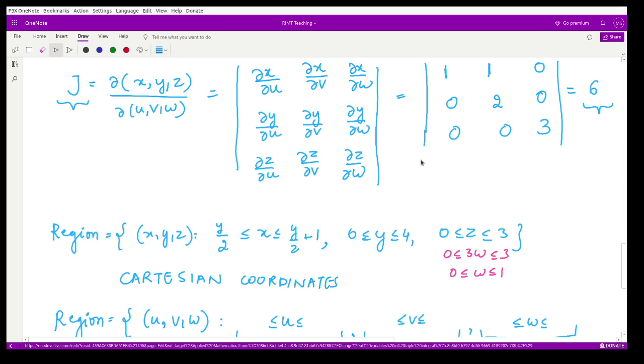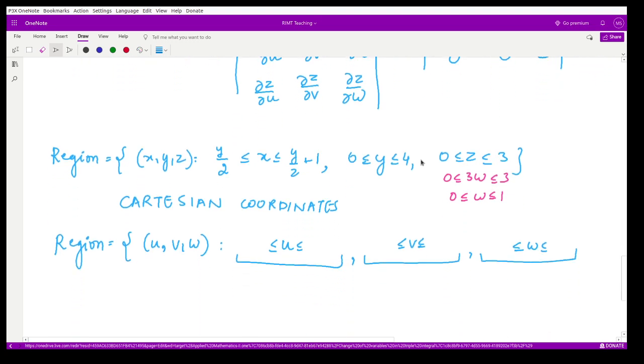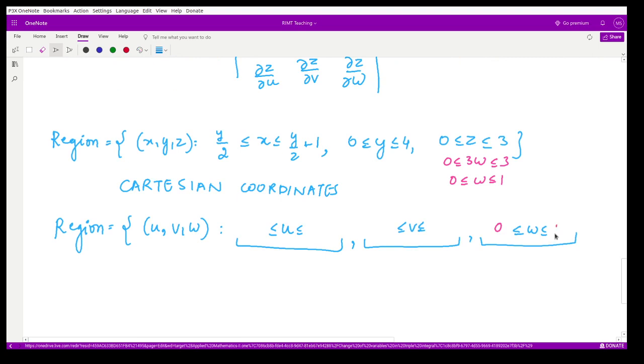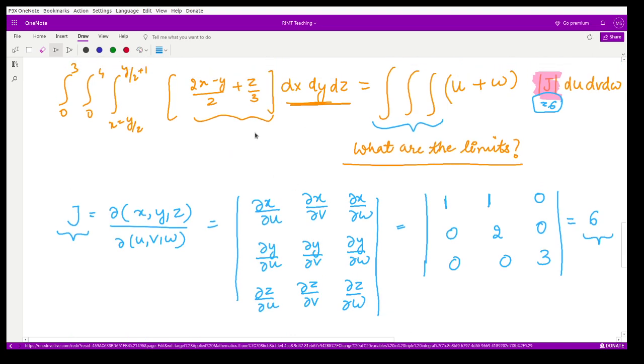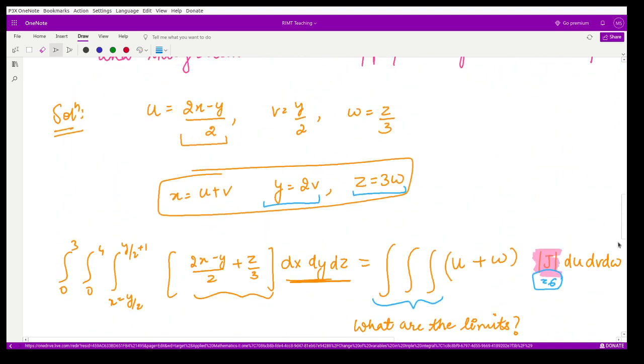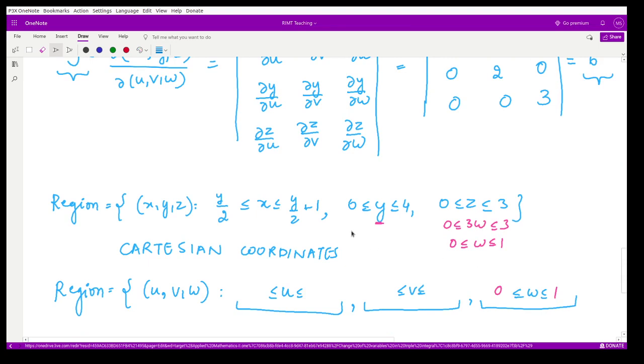Next we'll determine the limits for v from the corresponding limits of y. For the limits of v, the value of y that we obtained is 2v. So you can write 2v instead of y here. So the limits of v become 0 to 2.